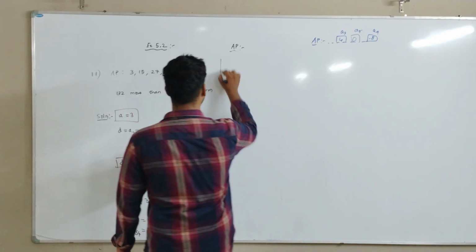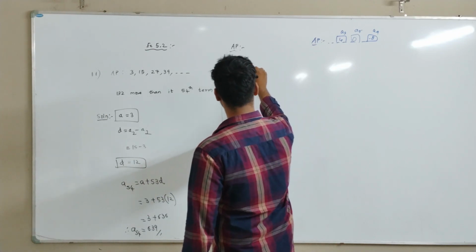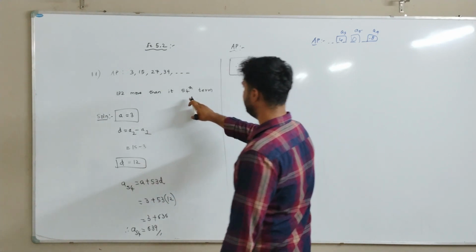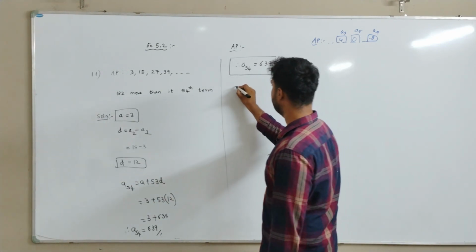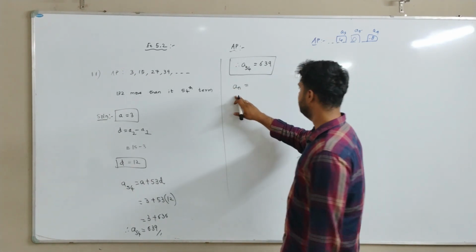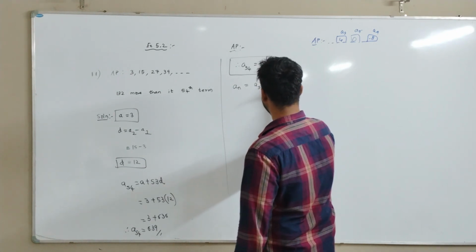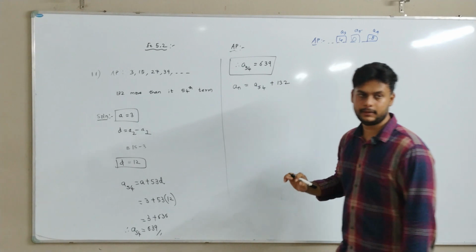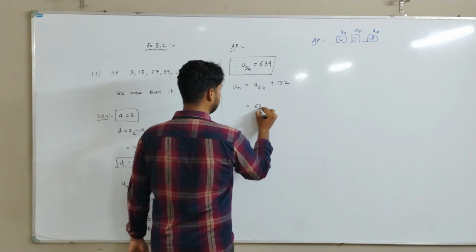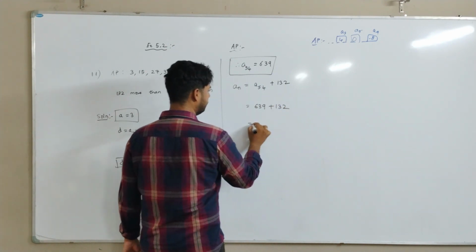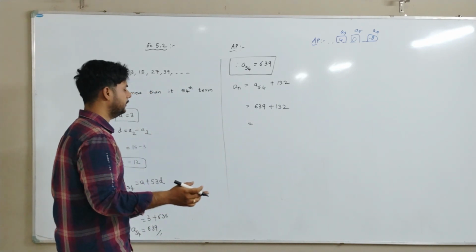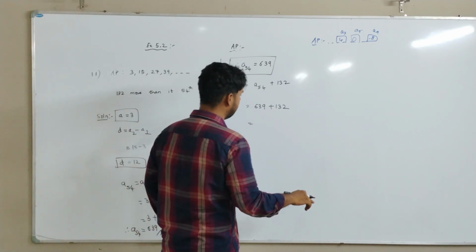Now I understood A54 is 639. Okay. What should I find next? There is a term that is 132 more than the 54th term. I don't know what that term is. An is 132 more than the 54th term. So A54 is 639 plus 132. Do this. 639 plus 132, 771.